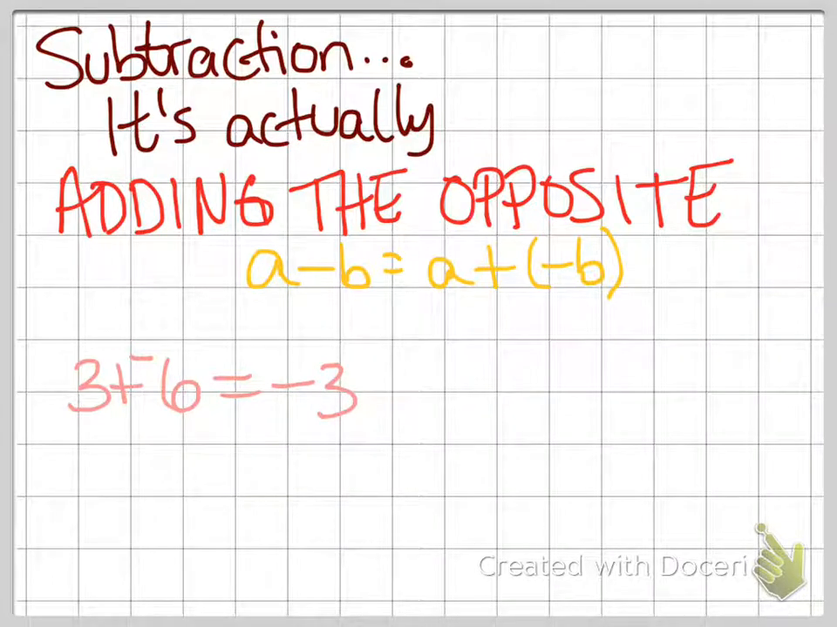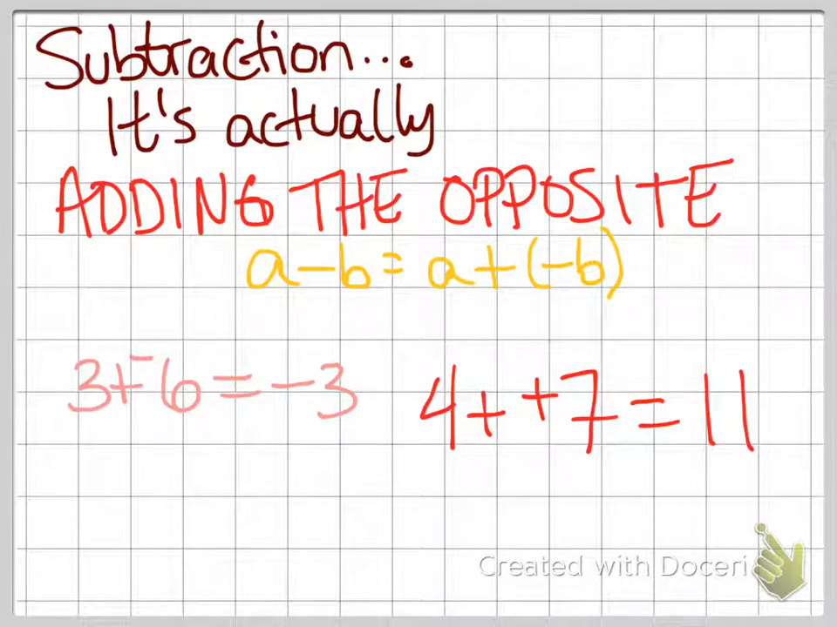Changing the subtraction to adding the opposite really becomes most important when you have a double negative. So if I had 4 minus a negative 7, you really should get in the habit of changing this to adding the opposite, so plus a positive 7, and then it's a lot easier to comprehend that this is actually 11, because we're adding 4 plus 7.